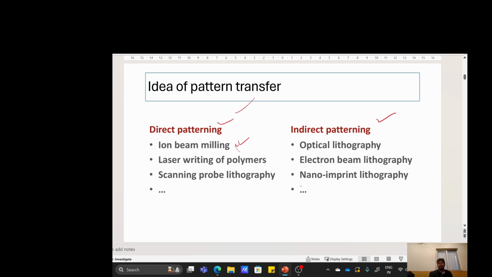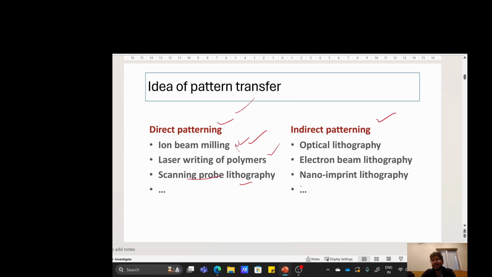Just think of you have a scriber, and you are just scribing the wafer and making the grooves. The ion beam milling does the same thing. Laser writing of the polymers, directly writing with the lasers, and sometimes ITO etching, just removing the ITO from over the substrate, you can do that. And scanning probe lithography, that is kind of AFM; the AFM tip can be used just to remove the material. That is also a scanning probe.